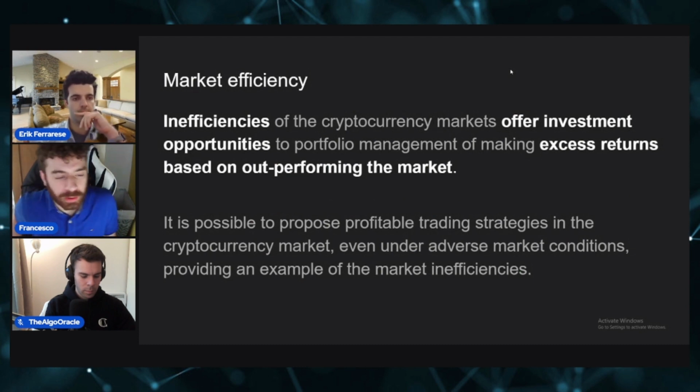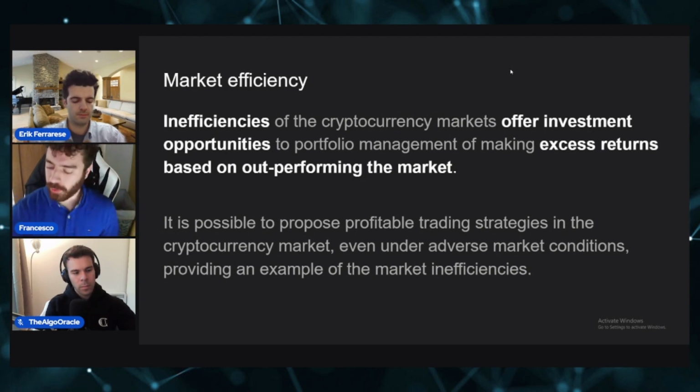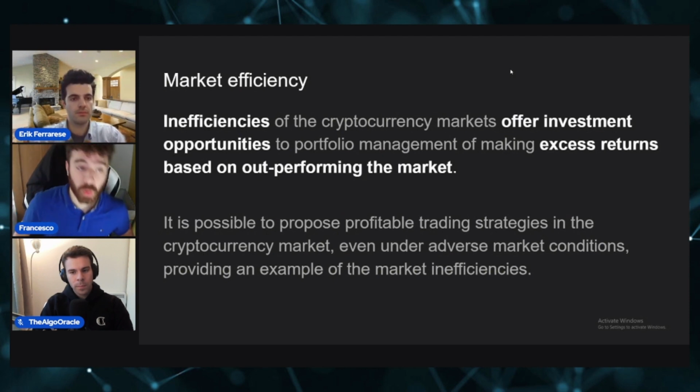One of the things we're going to try to focus on while choosing this model, and in general while constructing our strategy, is market inefficiencies, because there is a big opportunity in the cryptocurrency space and market, because it's a very new and inefficient market.